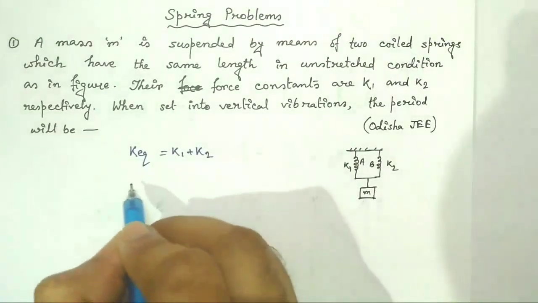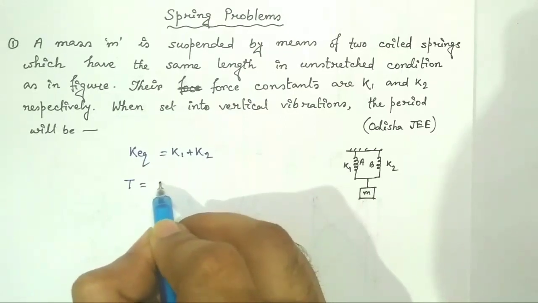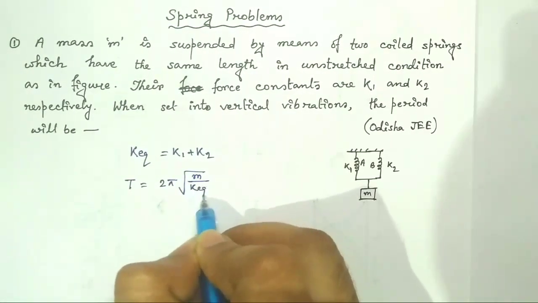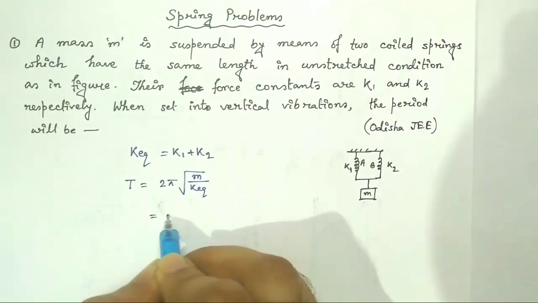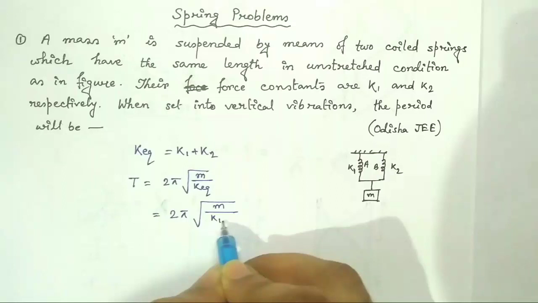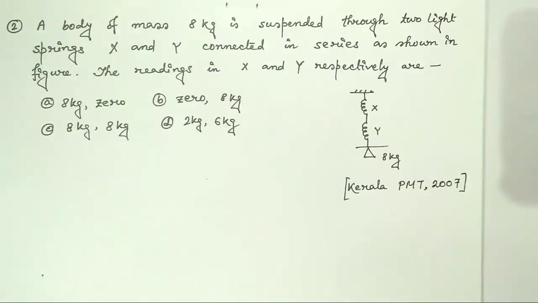And we know in general the time period of oscillation is given by T equal to 2 pi root over of M by K equivalent. That is T equal to 2 pi root over of M divided by K1 plus K2. This is the answer.